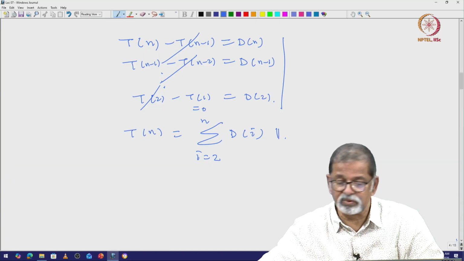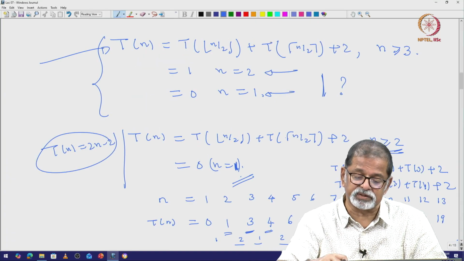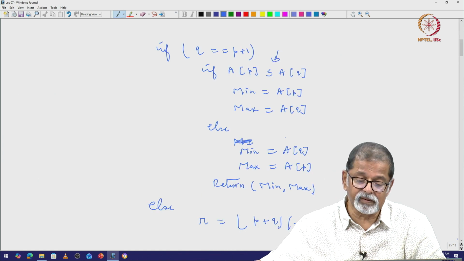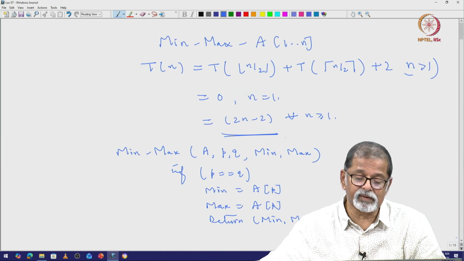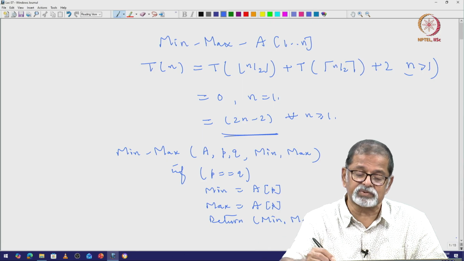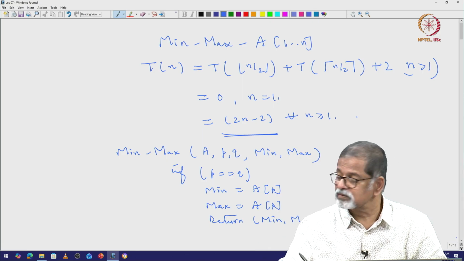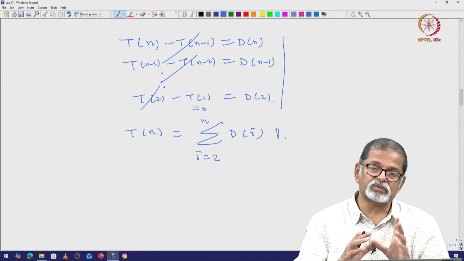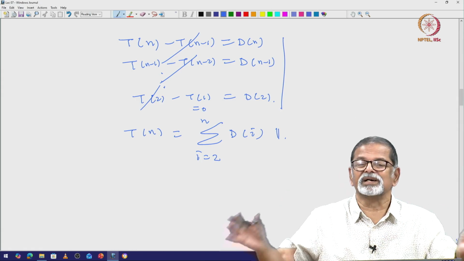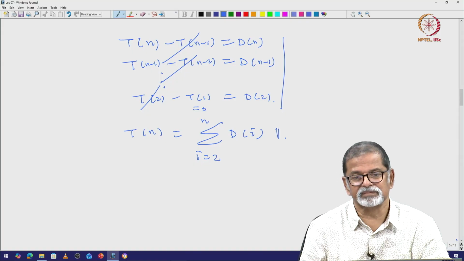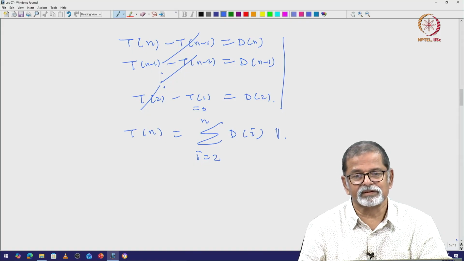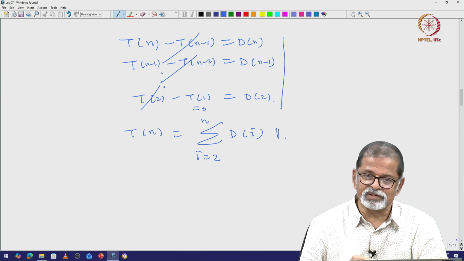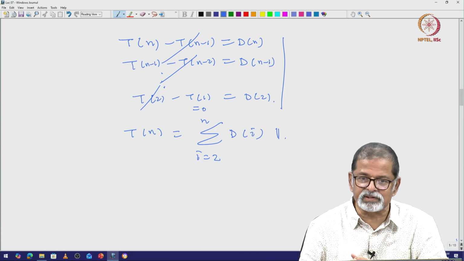So for this recurrence equation, the difference was always 2, but now the differences have a completely different pattern. All right, so let us determine the d values and use the d values to compute the sum.